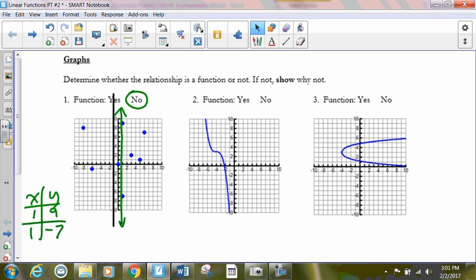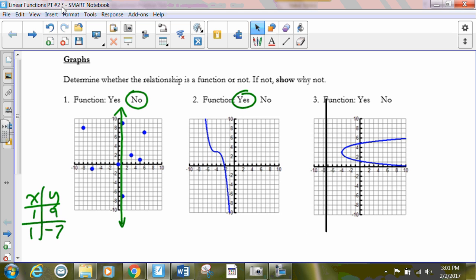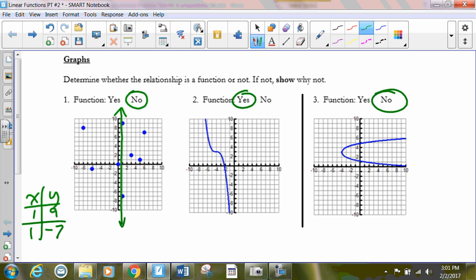So as we move along to the second graph, beep, beep, beep, beep, beep, it's all good. This is indeed a function. So we don't need to do anything else besides circle yes. What do you guys think about this next one? When we take this vertical line, beep, beep, beep, beep, beep, beep. No, it is not a function.